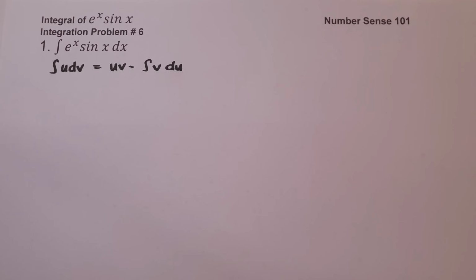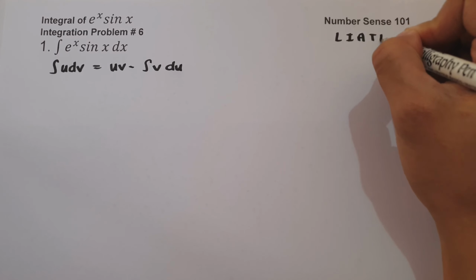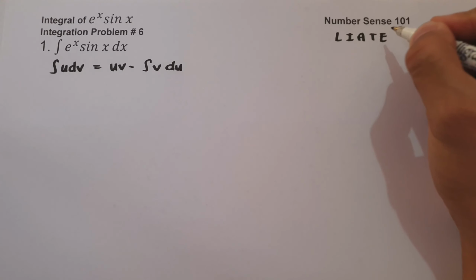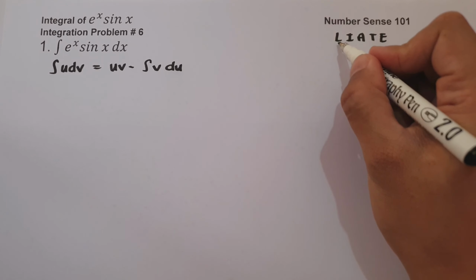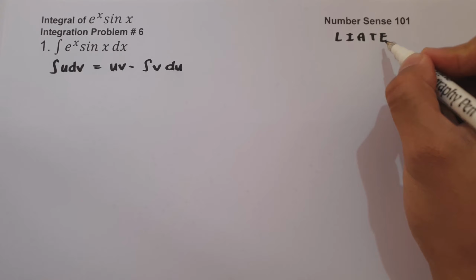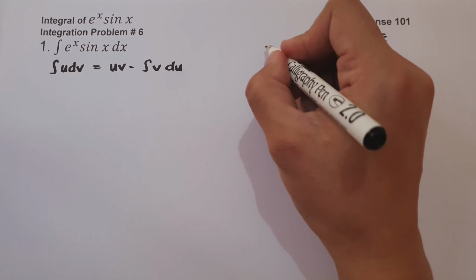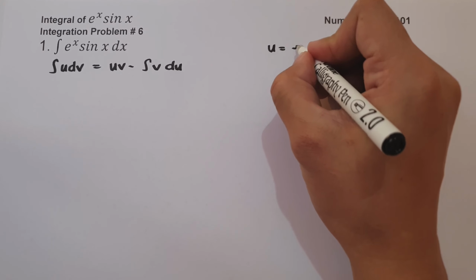If you have any difficulty in identifying the value of u, let us use the acronym LIATE. Whatever comes first in this acronym will be the value of u. That is logarithm, inverse trigonometry, algebra, trigonometry, and exponent. Since e raised to x is an exponent, that will be your value of u.